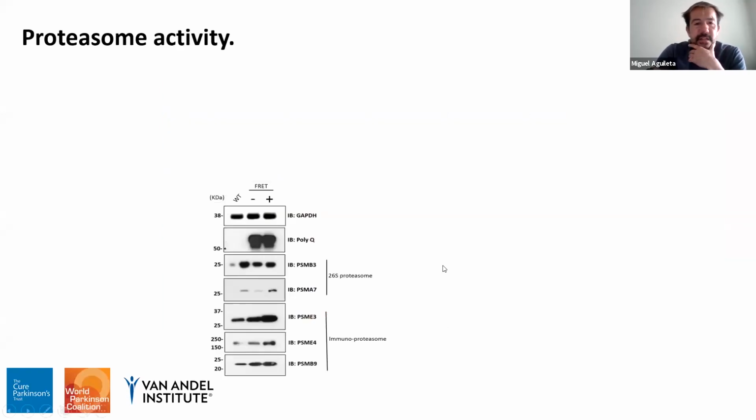Okay, so let's check the proteasome via Western blot. What we found is that some subunits of the 26S proteasome, that's the normal proteasome, are expressed to a higher extent in cells with aggregates. Here is Fred positive, Fred negative, or wild type. Some subunits of the immunoproteasome are also expressed to a higher extent in the cells with aggregates compared to no aggregates or compared to wild type. But well, this is not telling you much. This is telling you that the protein is increased in a population compared to the other, but the proteasome is a huge complex. So does this change the activity of the proteasome?